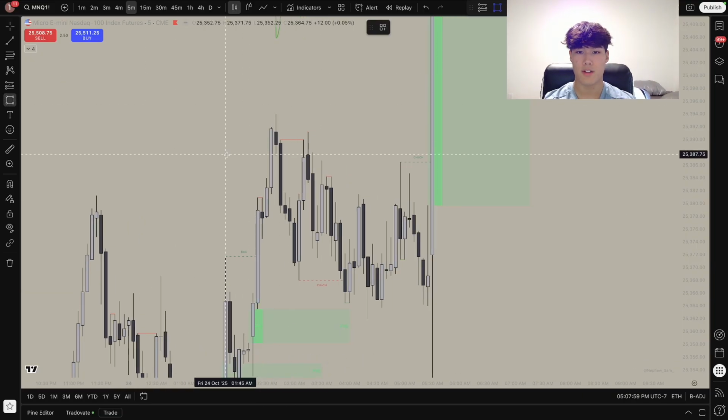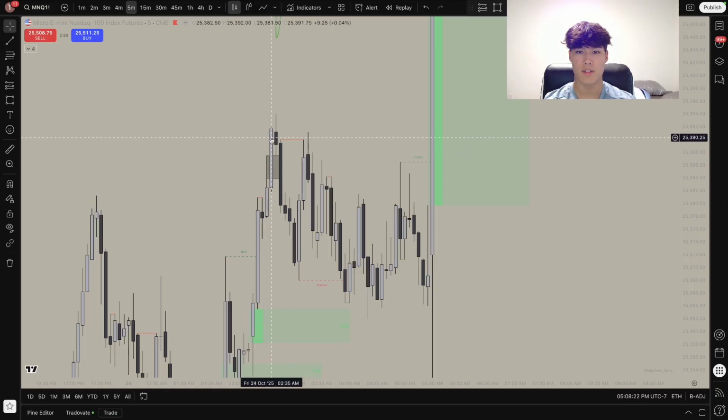Now, with my rectangle, I'm going to mark out this fair value gap. Remember, 3 candlestick structure. First one, second one, third one. This is the top wick of the first one to the bottom wick of the third one, right there. That's the fair value gap right here. Bullish because it's going up, right? This is the bullish fair value gap.